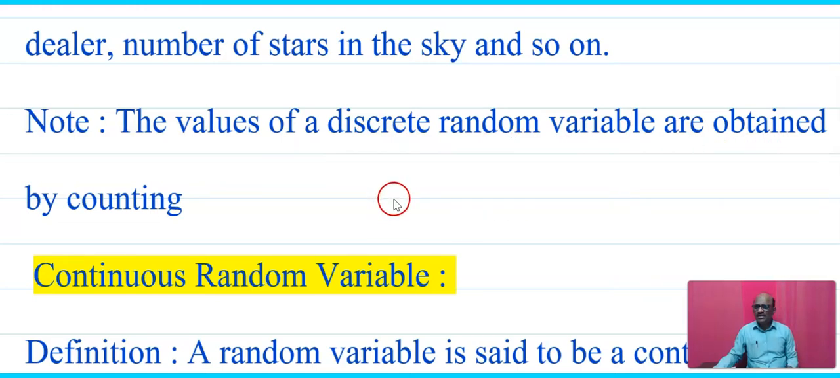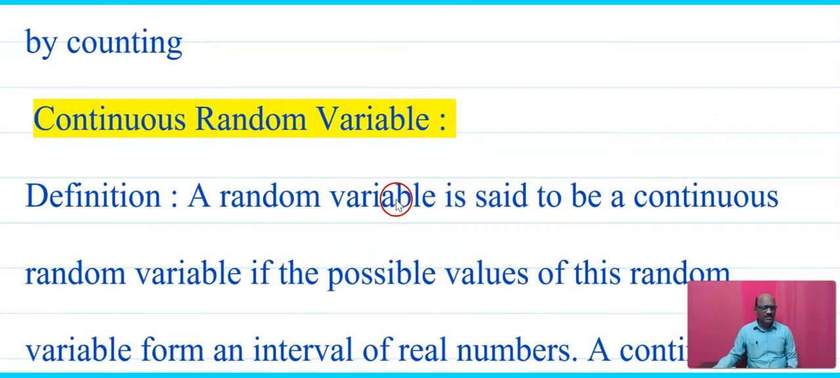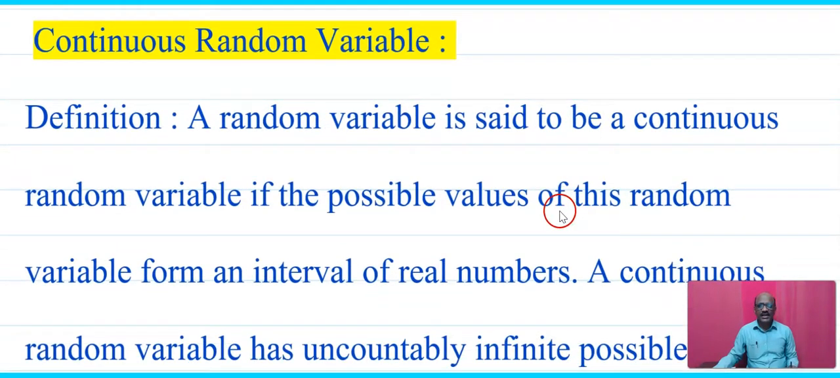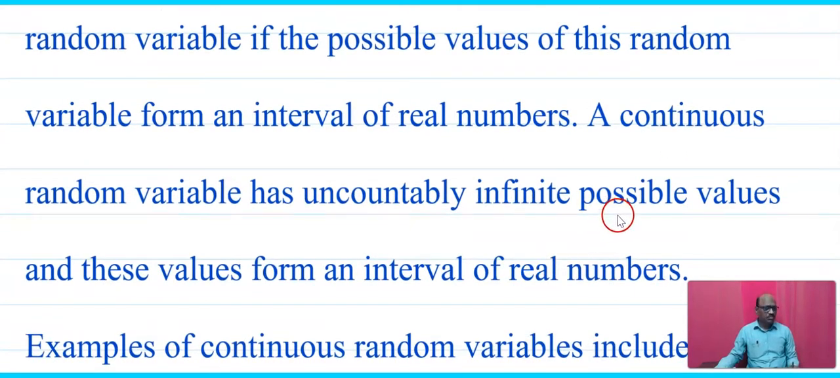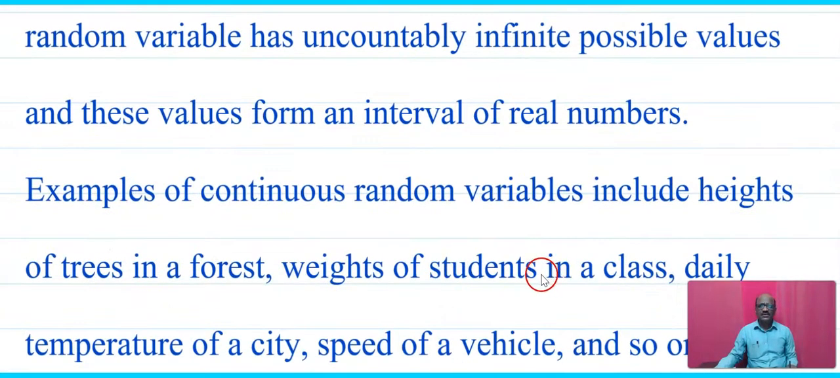What is meant by a continuous random variable? A random variable is said to be a continuous random variable if the possible values of this random variable form an interval of real numbers. A continuous random variable has uncountably infinite possible values, and these values form an interval of real numbers.